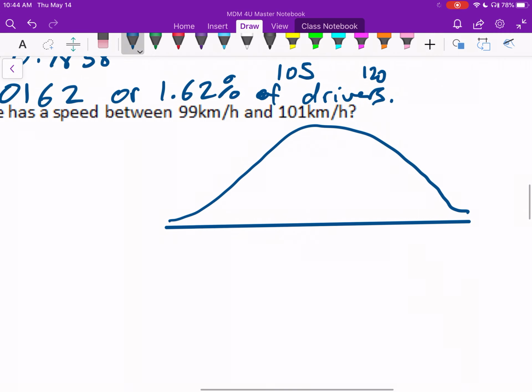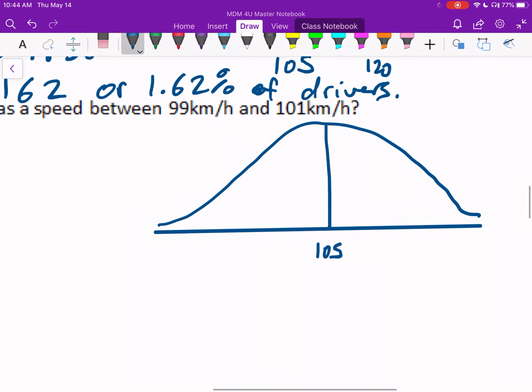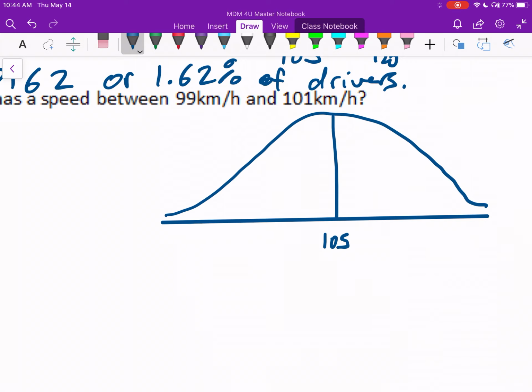All right, so again, we've got the same mean of 105. We want to find the percentage that falls between 99 and 101. All right, so that's down here. Let's exaggerate the difference between them a bit. Let's say 99 is here, and let's say this is 101 over here a little bit so I can separate them. It's a pretty thin stripe of colored area here, right? Just between those two numbers.